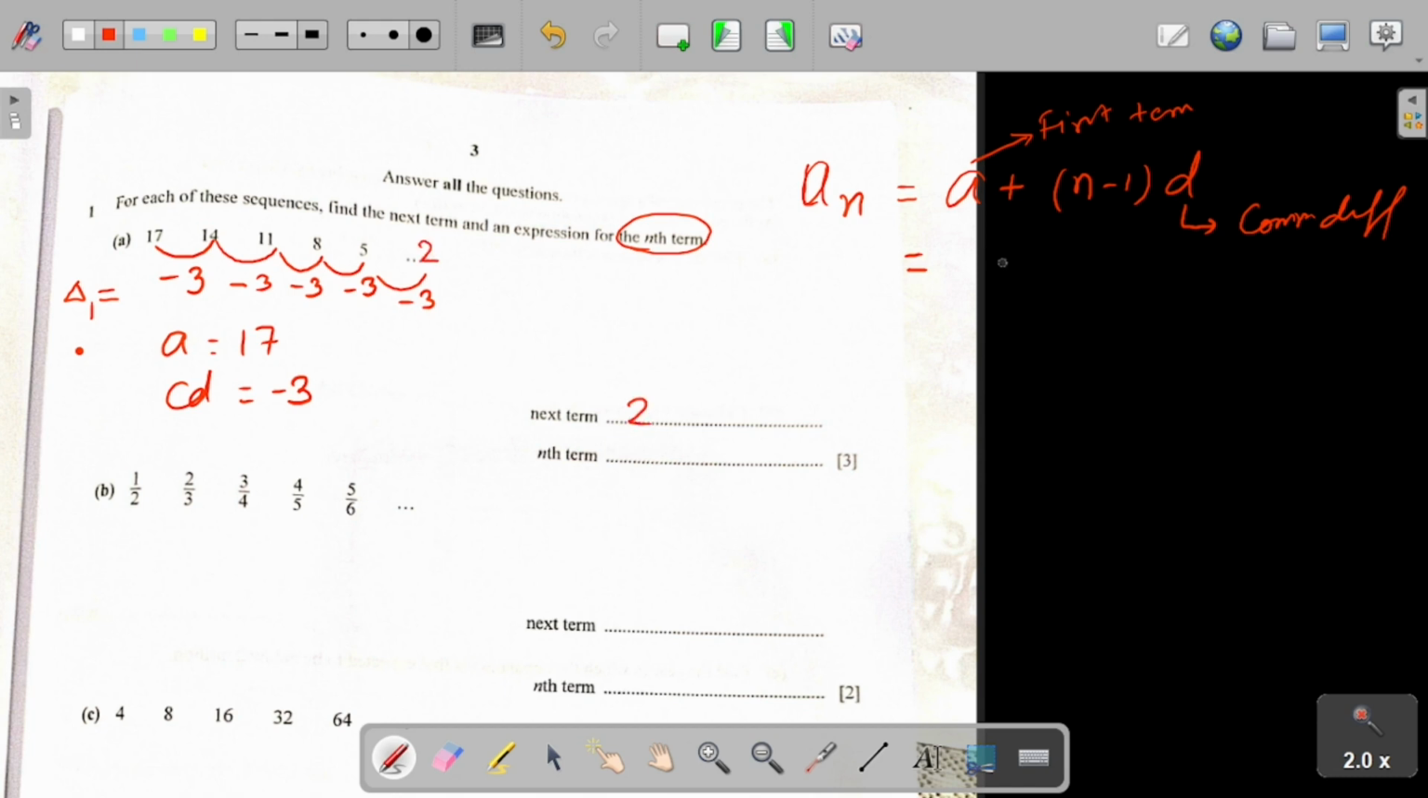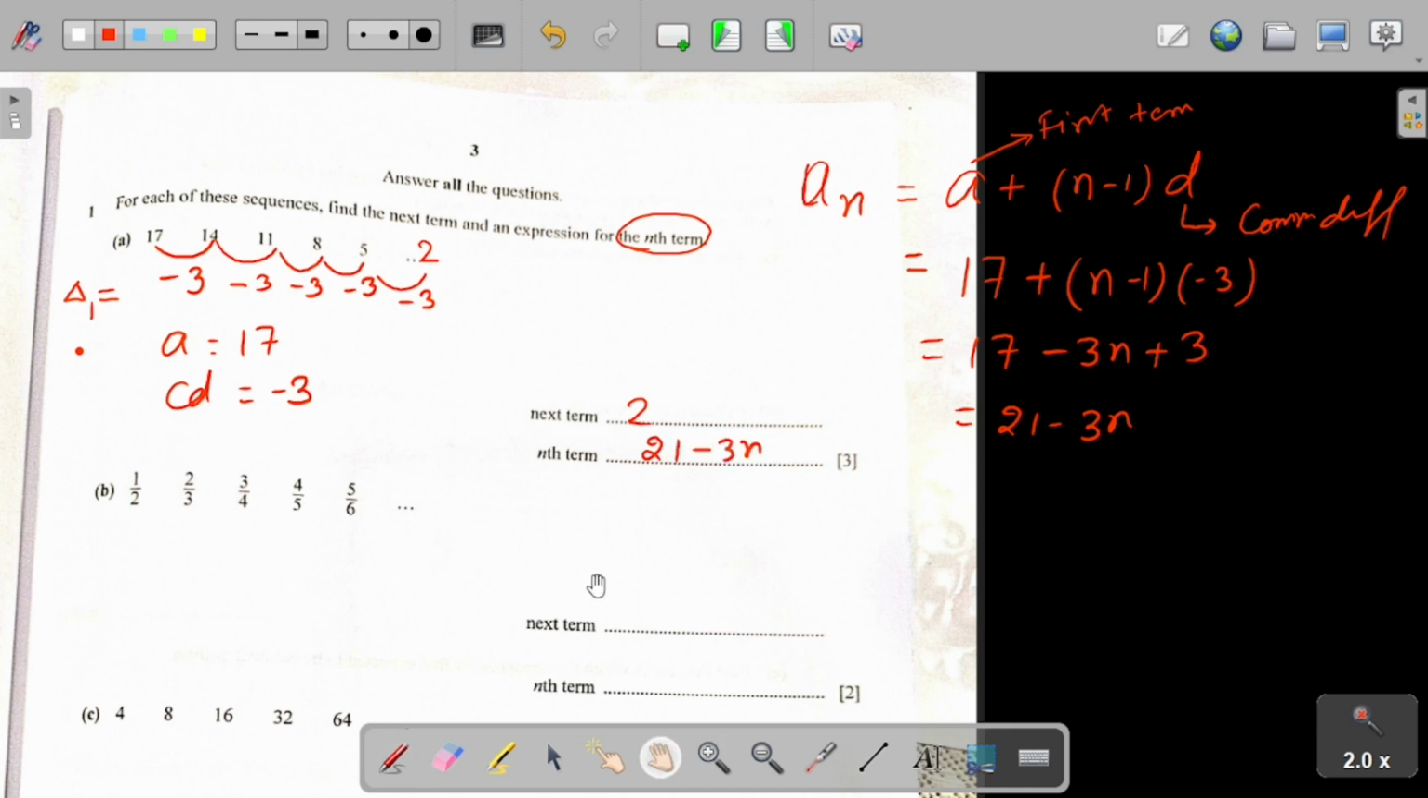If we want to write the nth term, a is 17, so write 17 plus (n minus 1), and d is negative 3. Just simplify this: 17 minus 3n plus 3, so it is 21 minus 3n. So this is the first way, 21 minus 3n.